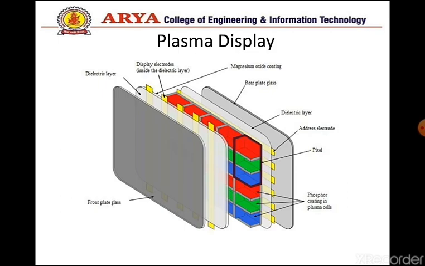This is how your plasma looks. This plasma display, as told, has a rear plate glass and a front plate glass. In between the rear plate glass and the dielectric layer, there is an address electrode. After this, there is a phosphor coating in plasma cells and display electrode, again the dielectric layer and the front plate glass.